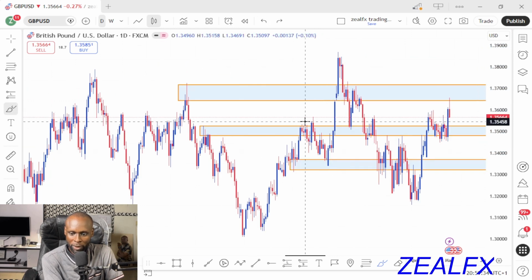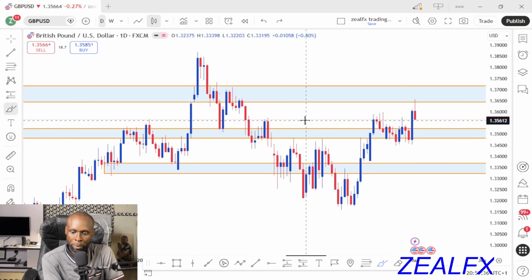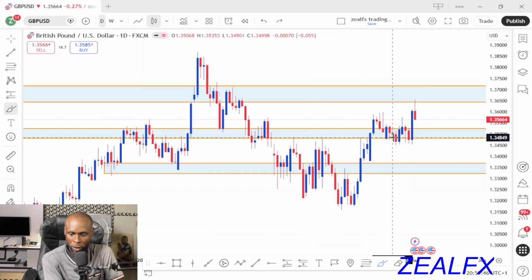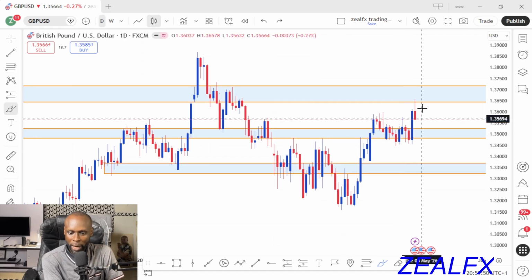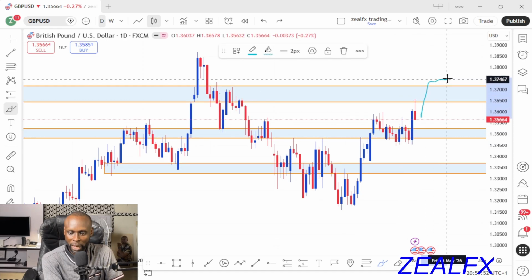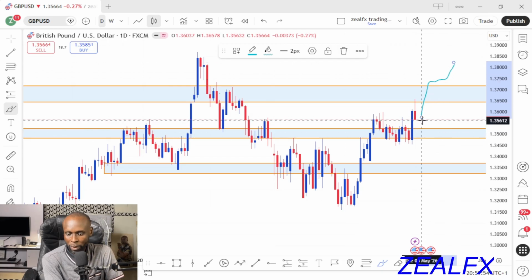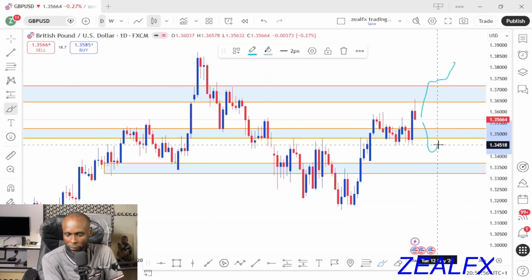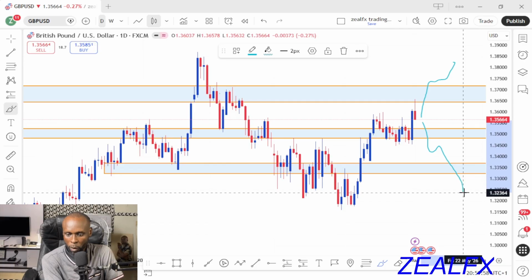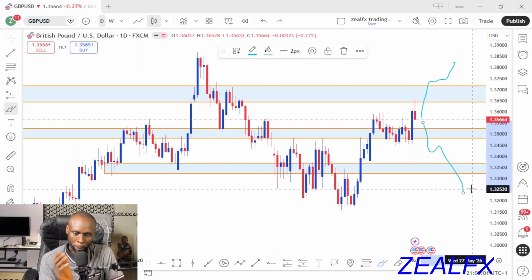So long as we still have this sideways trend, we need a break to the downside for a major move, and we also need a break to the upside for a major move. So what do we expect this week on the Pound USD? For us to see any big move, we need a break above this resistance, then we can start looking for possible buys. Then we need a break below this level, we wait for a retest, we can start looking for possible selling opportunities for the Pound to the downside.